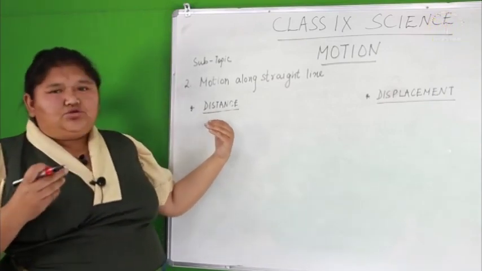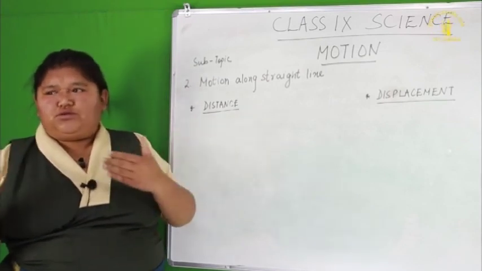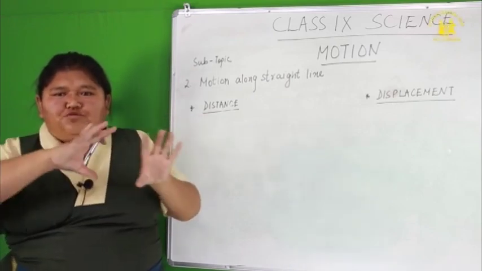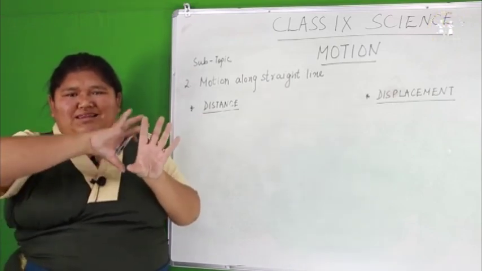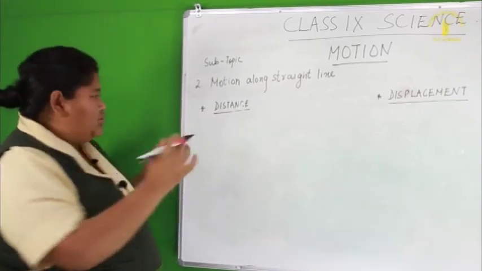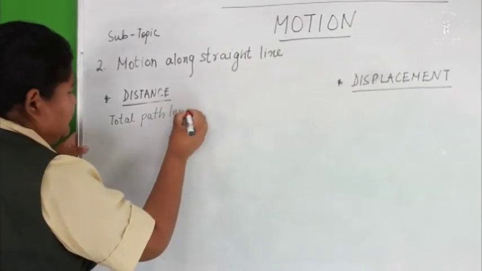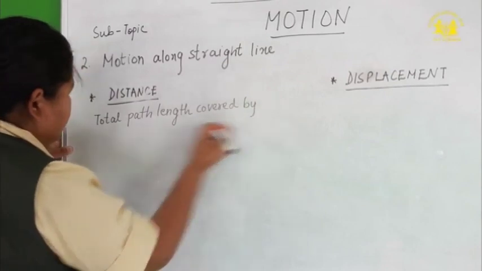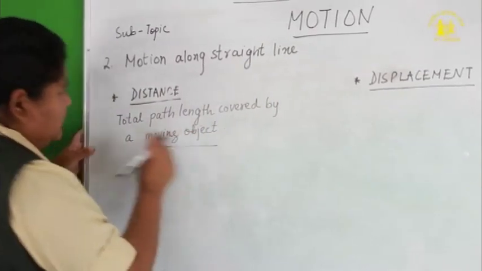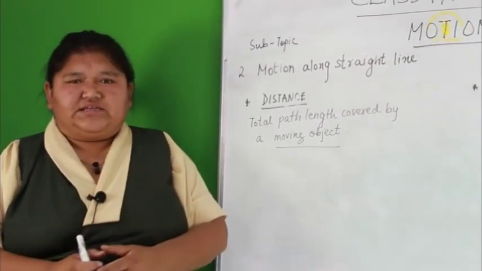So when we try to define what is distance: when an object moves, the total path length it covers, right? So in a way we can put it like this: distance can be defined as total path length covered by a moving object, right?